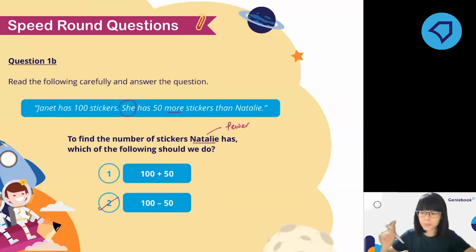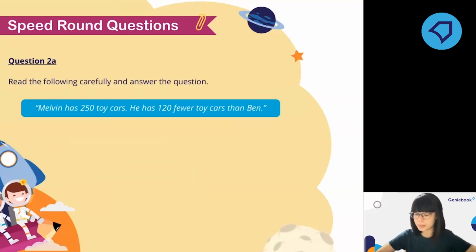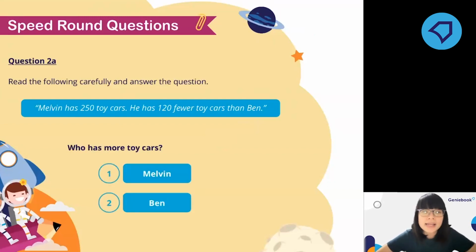Okay, so let's try one more story before we go on to our word problem. So Melvin has 250 toy cars. He has 120 fewer toy cars than Ben. So my question to you would be this. Who has more toy cars? Options starting in 3, 2, 1. Let's go. And time is up. So let's take a look over here. Majority of you got the answer correct. It's okay, Lucas. All right. So who has more? We know that he refers to Melvin and Melvin has fewer. Means Ben must have more. So the answer would be option number 2.